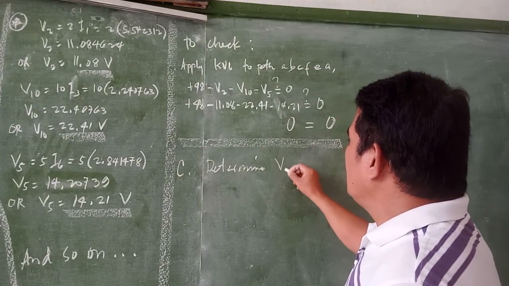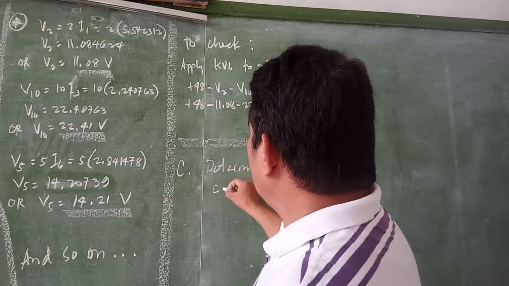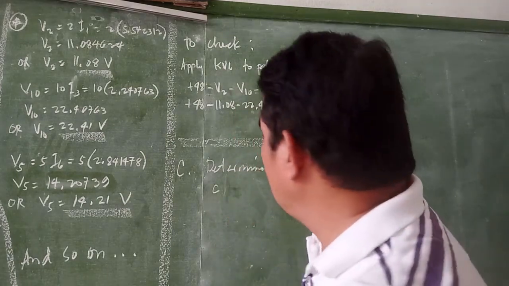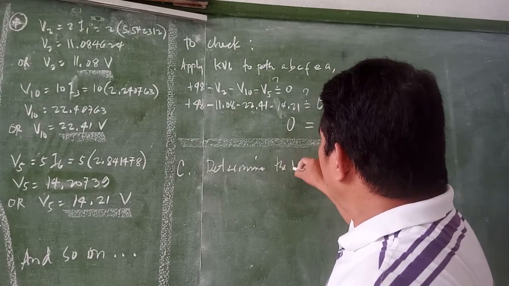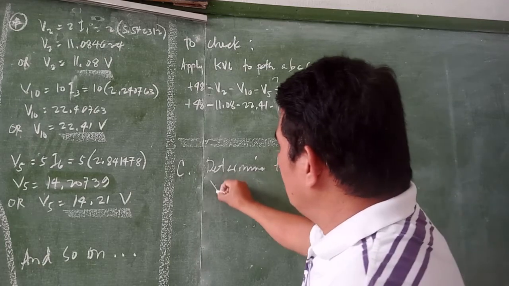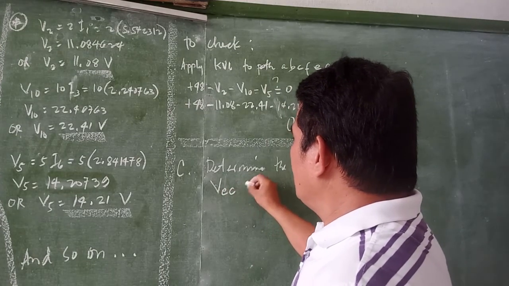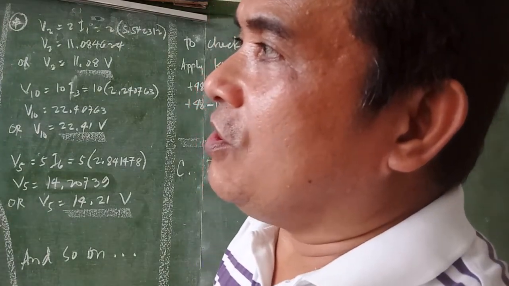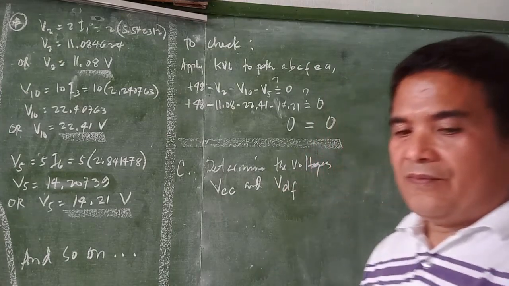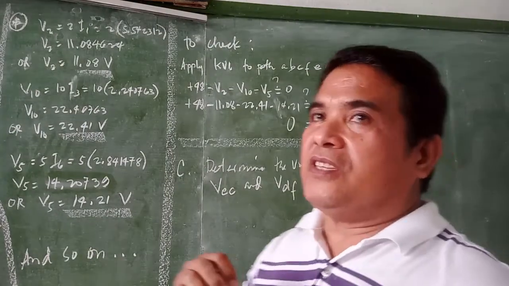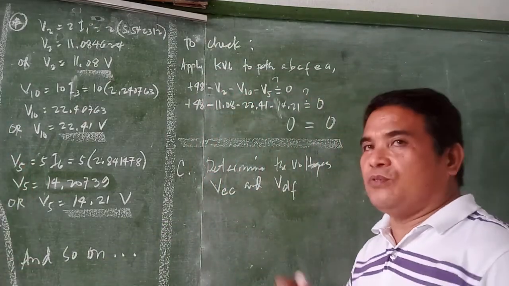Say for example, we would like to determine the voltages V sub EC and V sub, shall we say, DF. To determine these voltages or the voltage across two nodes, all you have to do is to trace the voltage from one node to the other node.